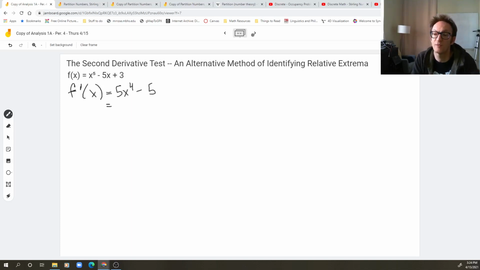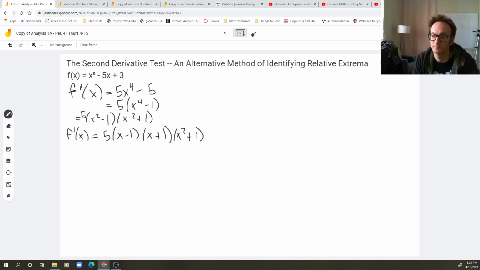Okay, and now, of course, I can factor this. So let me take out a 5. So that's x to the 4th minus 1. Okay, and this of course can be factored as x squared minus 1, x squared plus 1. And so there's still a 5 here. So, okay, what is this derivative? This derivative is 5 times x minus 1, x plus 1, x squared plus 1.